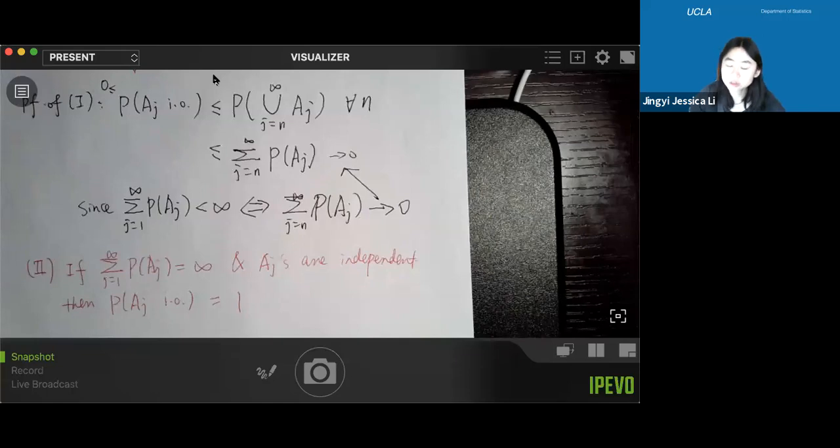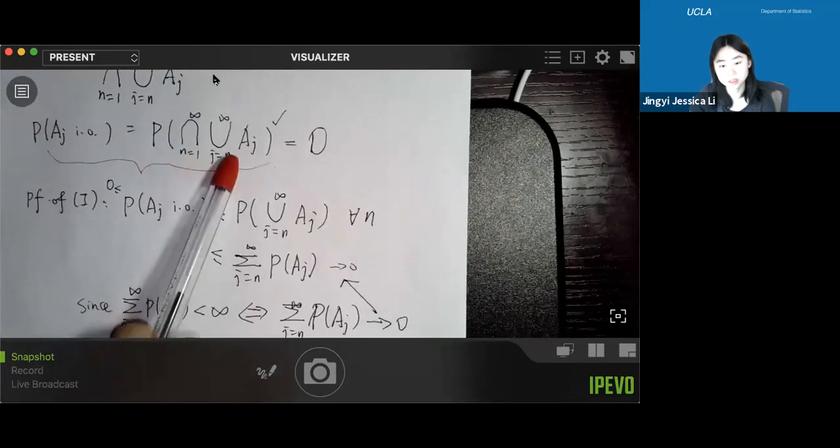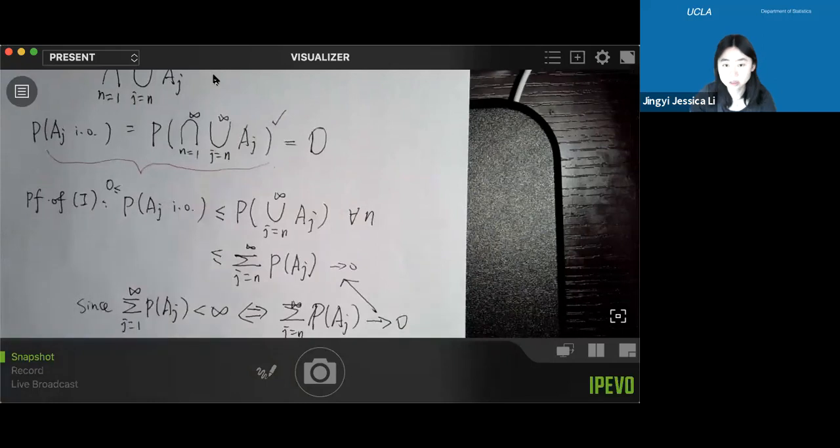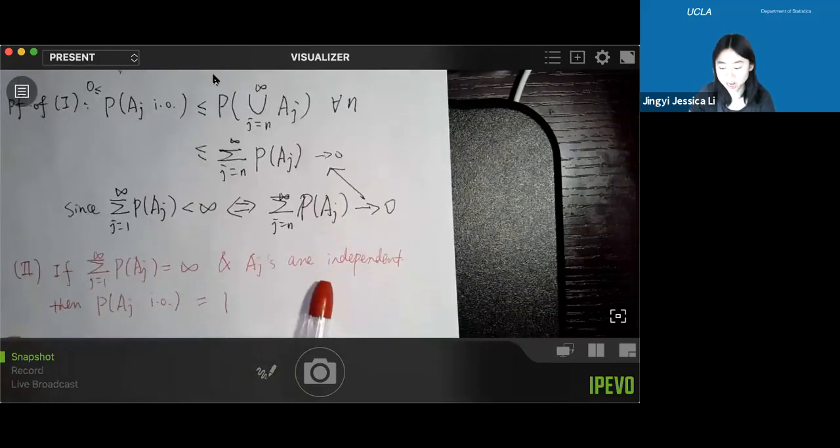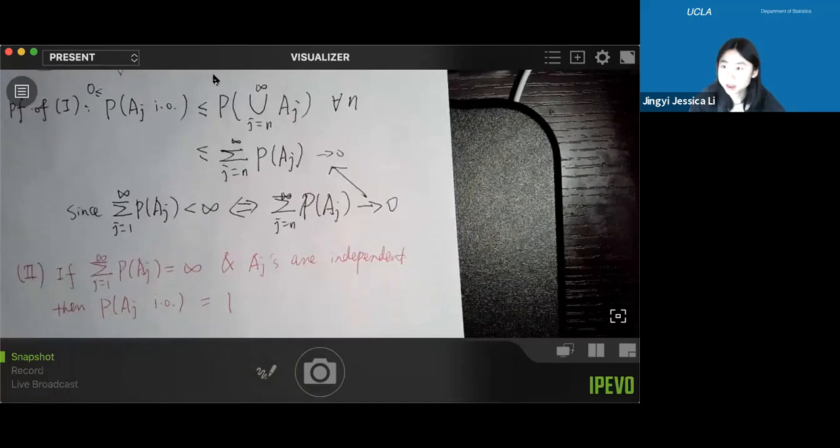So basically we still need to utilize this definition of infinitely often. This is still the key. But in order to make use of the independence, we need to play with the complement of the sets. The trick here is that if we have independent sets, then the probability of their intersection is equal to the product of their probabilities. That's because of the independence.